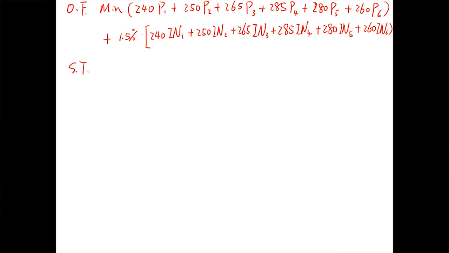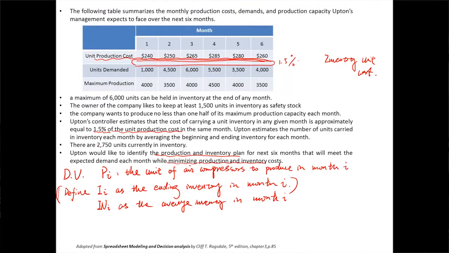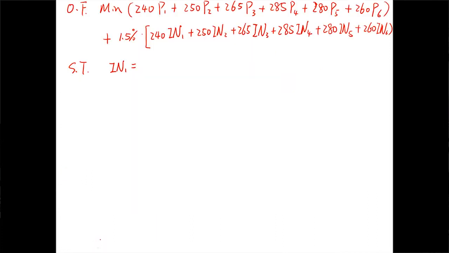And first thing I'm going to do will be to define this I N. So IN1 equals B, that's the average inventory in the first month. And we know that there are currently 2,750 inventory there. That means that's the beginning inventory. So that would be (2750 plus I1, that's what we defined as the ending inventory) divided by 2.